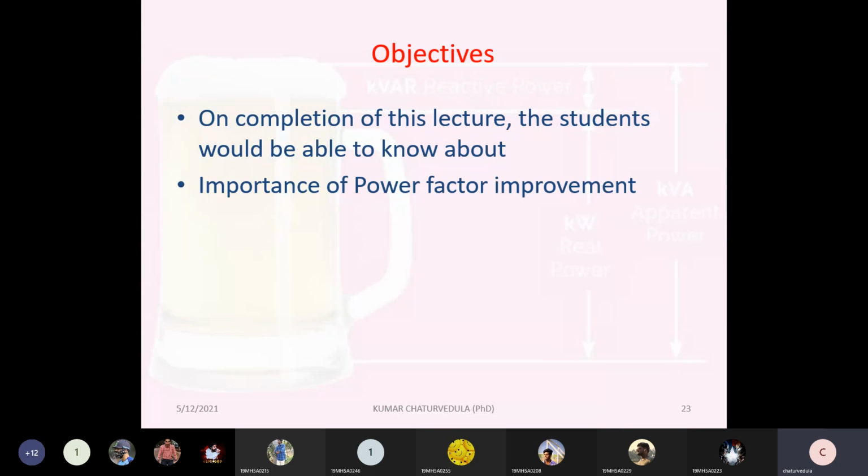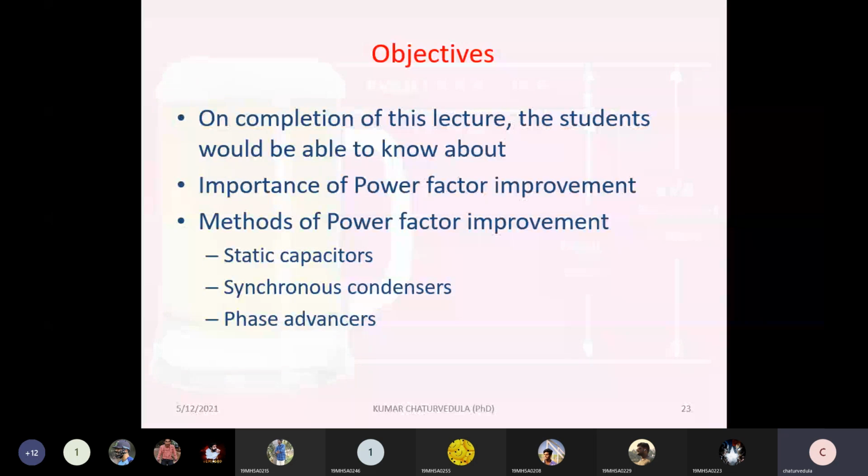Now we will see the different methods of improving the power factor. One is the static capacitor method, another is the synchronous condenser method, and the third is the phase advancers method. These are the three methods to improve the power factor. Why power factor has to be improved, we have already seen.